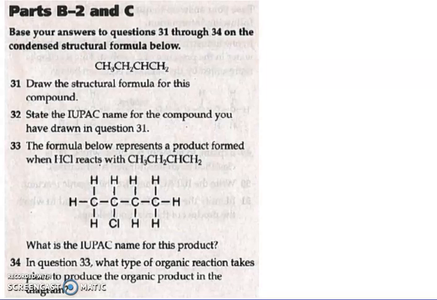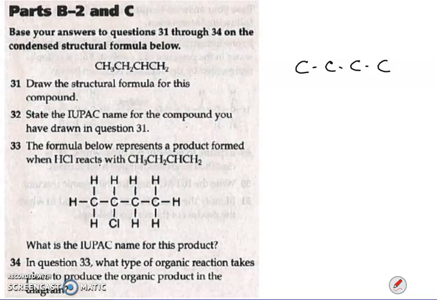Practice regions questions in the organic section. This is parts B, 2, and C. All right, so the first question says, draw the structural formula for this compound. What you have to start with is see how many carbons I have, and I have 1, 2, 3, 4 carbons. So I'm going to draw 1, 2, 3, 4 carbons. The 4 carbons must be connected by a minimal of single bonds.